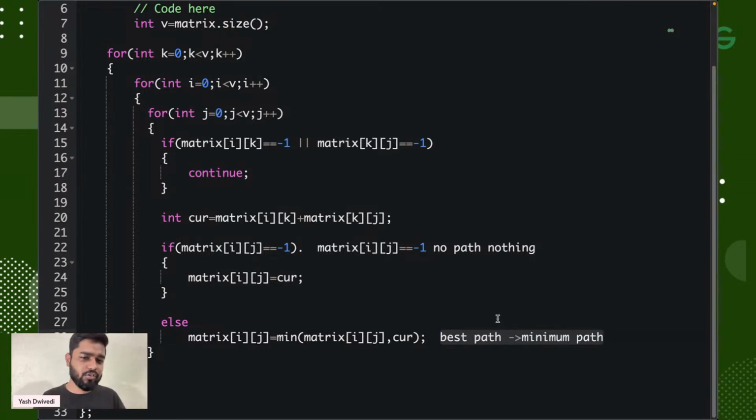Is everyone clear with the thought process of this algorithm overall? Right, this is how it's working.